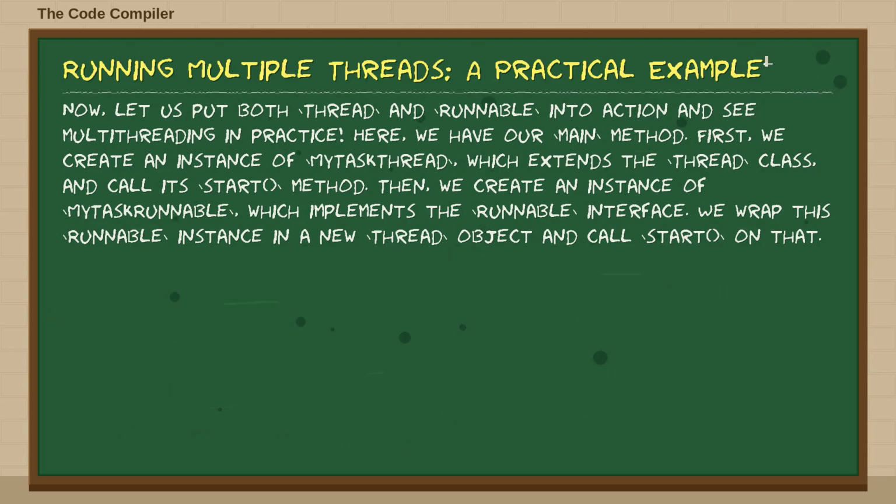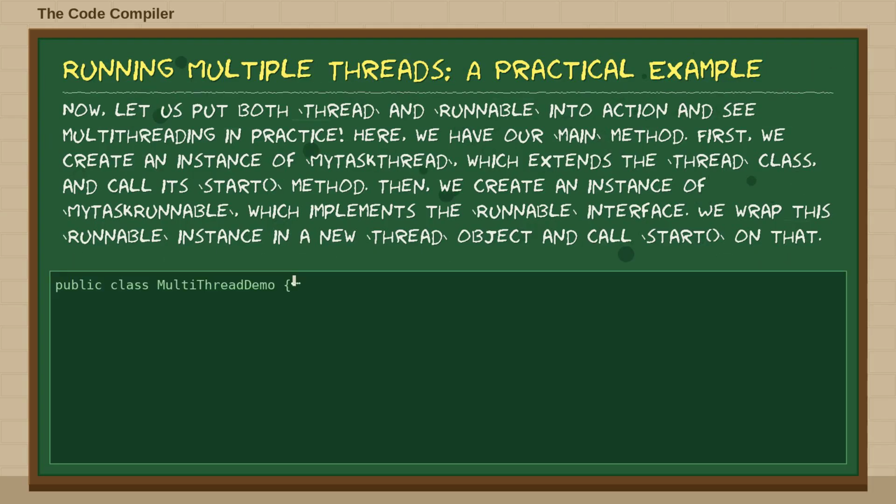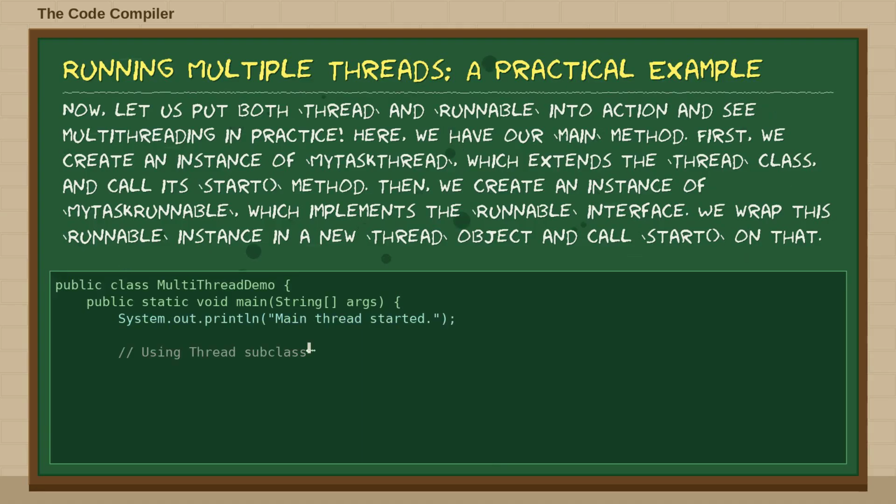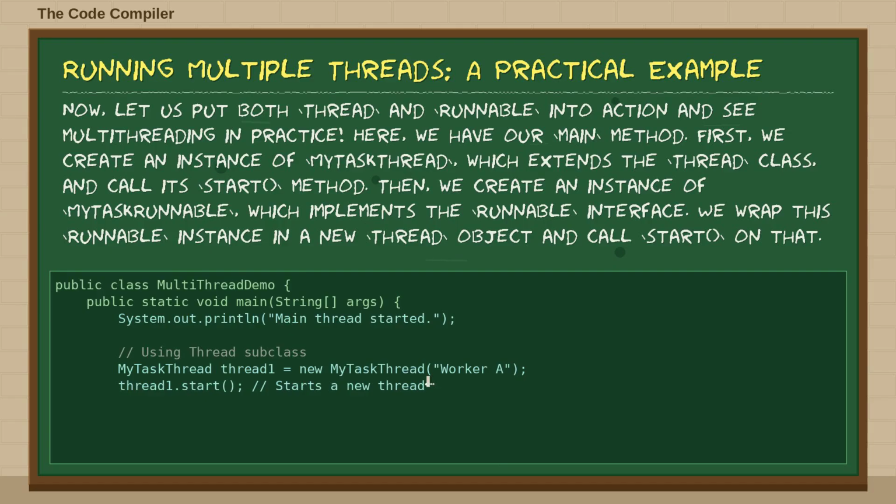Notice how the main thread also continues its own work. When you run this code, you will see the output from worker A, worker B, and the main thread all interleaved. This shows that they are indeed running concurrently, taking turns to execute their tasks, rather than one waiting for the other to finish. It is like multiple people talking at the same time.